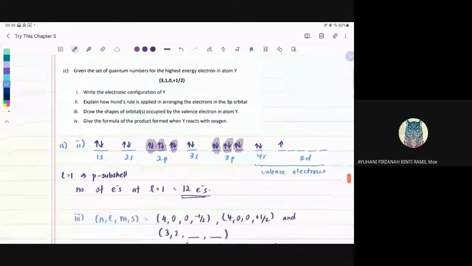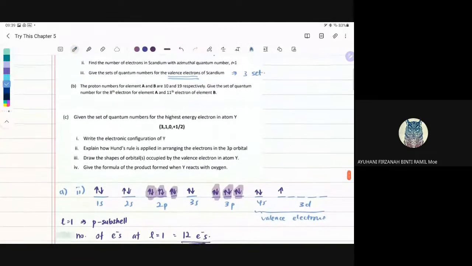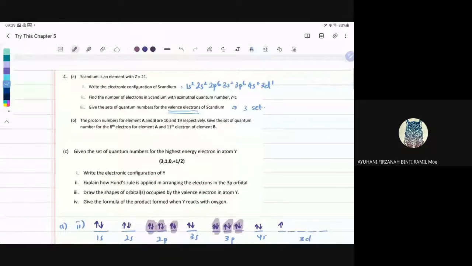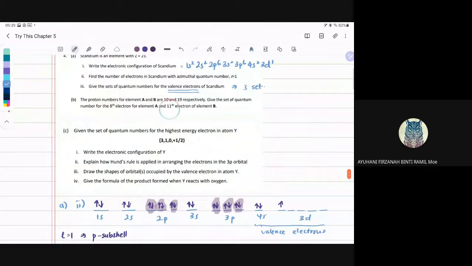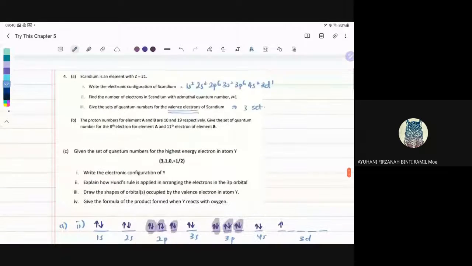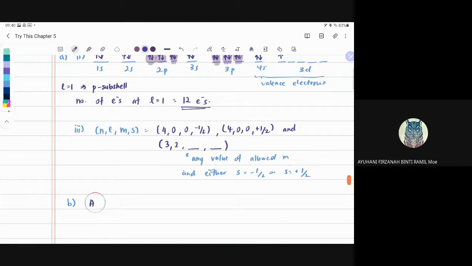4A3. Soalan seterusnya 4B pula. Soalan 4B. The proton numbers for element A and B are 10 and 19 respectively. Give a set of quantum number for 8 electrons for element A and 11 electrons for element B. Jadi kita nak tahu elektron ke-8 dan elektron ke-11 untuk A dan B. So untuk nak tengok elektron, lagi senang kalau kita buat dalam orbital diagram. Jadi kita tulis dia punya electron arrangement. A ada 10 proton.